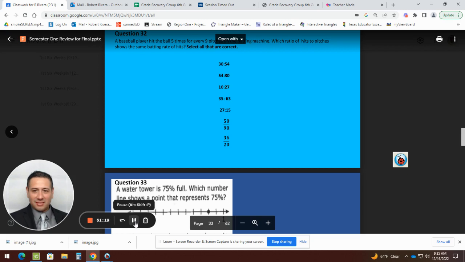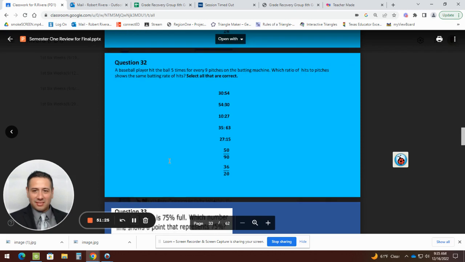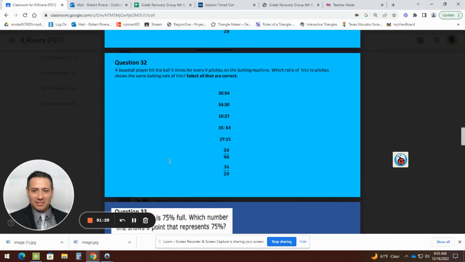It says here, a baseball player hit 5 times for every 9 pitches on the batting machine. What is the ratio of hits to pitches that shows the same rate of his hits?